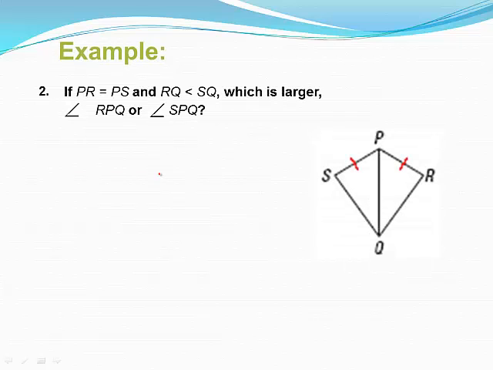Okay, so what if I ask the flip way of that question? If PR is equal to PS, also again by the reflexive property, we know that this segment is congruent to this segment. So RQ, they tell us, is less than SQ. So I'm going to just pick a value. RQ, let's say this is 8. We know it's less than SQ, so let's say SQ is 9. Opposite this side is this angle, and opposite this side is this angle. So which angle, RPQ or SPQ, is going to be greater? The answer is SPQ. Why is it SPQ? Because it's opposite the larger side.